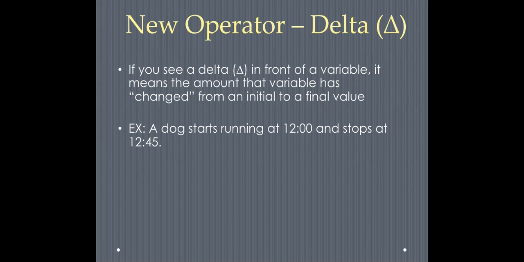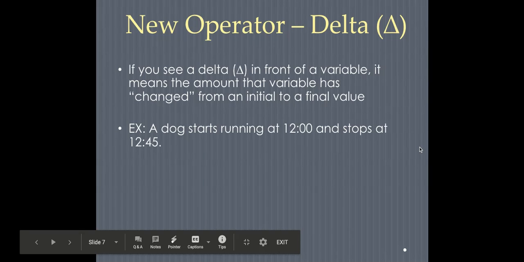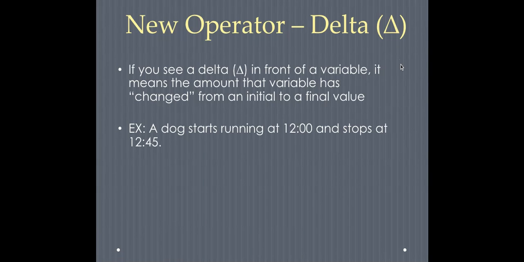Now, here's an actual example I'll show you here. So let's say a dog starts running at 12 and stops at 12:45. Your initial time is 12. Your final time is 12:45. And so if I'm trying to find the change in time or the delta t, if you're trying to find the change in something, you're subtracting your initial from your final. And so we'll do some examples with this next week. So the delta t, the change in time, is 45 minutes.